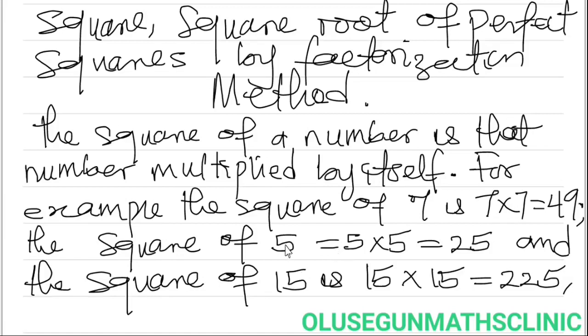So if anybody says square of 5, what they are just saying is 5 times 5. So any moment you see a numerical value written in the form of 5 times 5, what it means is the square of 5, which is 25. And the square of 15 is 15 times 15, which is 225.